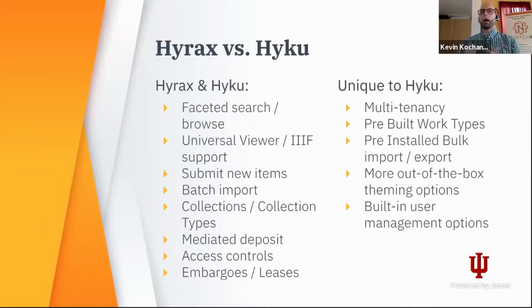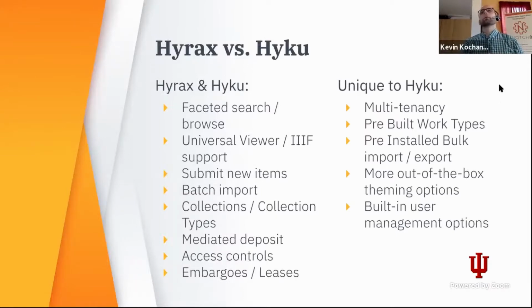Hyrax and Hyku look very similar off the bat, and in fact, everything in Hyrax is also in Hyku, but Hyku adds a little bit to that. So just to quickly look at some of the differences and shared capabilities between the two. Both offer faceted search and browse experience. Both use Universal Viewer and IIIF support for images. Both allow the submission of new items. Both have a batch import, not a huge bulk import, but a batch import capability. And both utilize collection management and collection types. Both offer a mediated deposit workflow for reviewed submissions. Both include access controls and embargoes and leases that can be set on works.